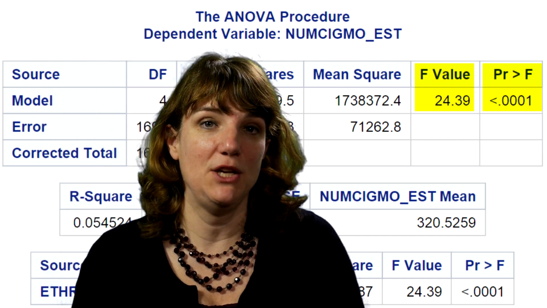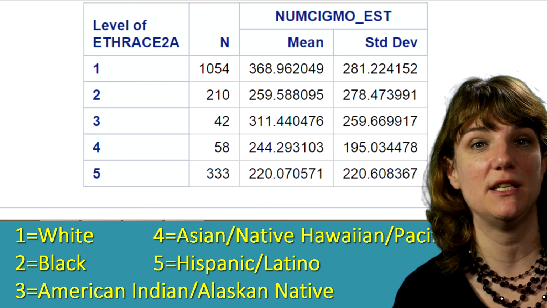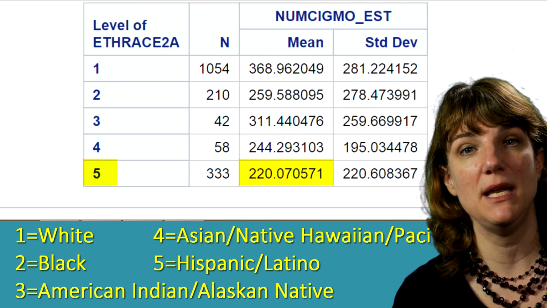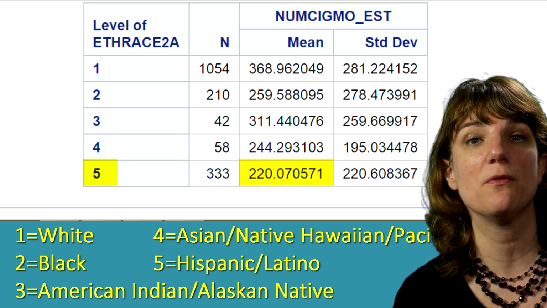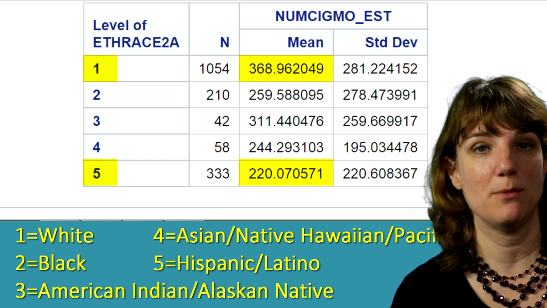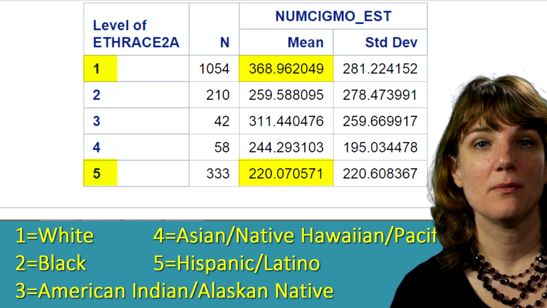I could eyeball each mean in the means table and make a guess as to which pairs are significantly different from one another. For example, the ethnic group with the lowest mean number of cigarettes smoked per month among young adult smokers is ethnic group 5, Hispanic or Latino, and the group with the highest number of cigarettes smoked per month is ethnic group 1, white.